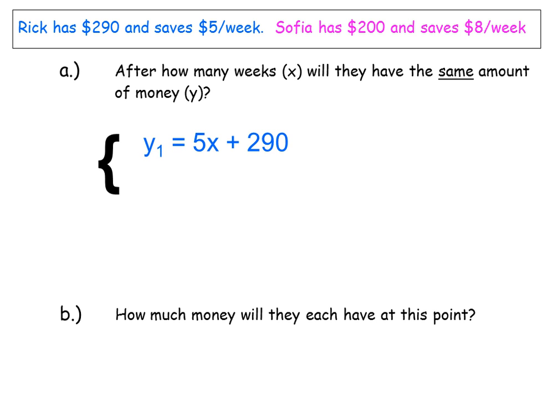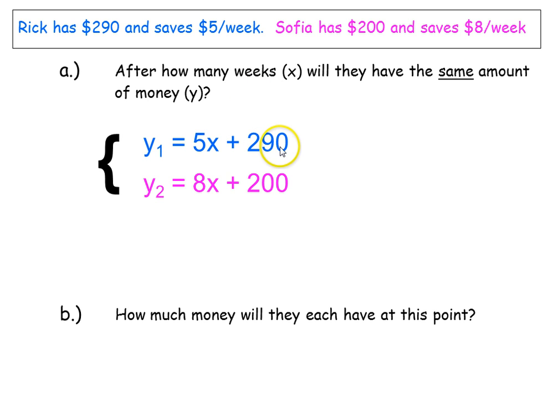We have Rick's equation, where he has $290 and he's getting $5 every week, and this is going to be equal to Y1, which is just Rick's amount of money. Sophia's equation is going to be Y equals 8X plus 200, because she has $200 and she's adding 8 every week. So this is the system that we're working with here. And we want to find out after how many weeks they will have the same amount of money.